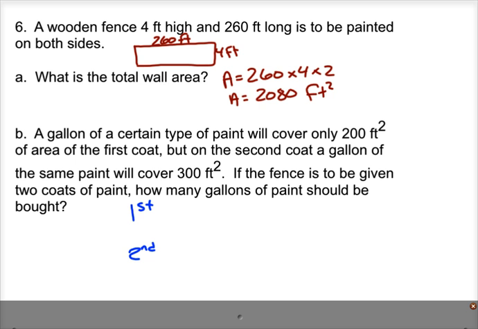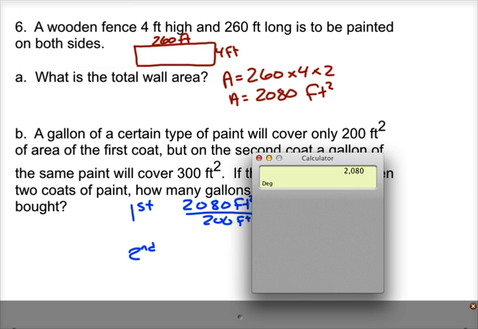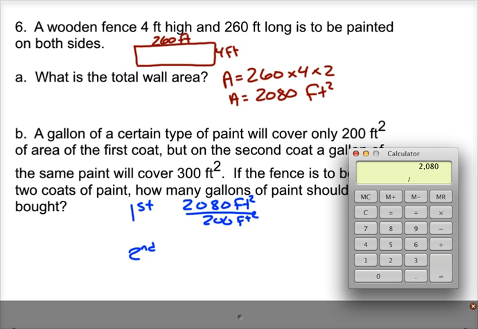Well, I know that the area is 2,080 square feet. And I know that each gallon only covers 200 square feet. So if I divide by 200 square feet, I should figure out how many gallons of paint I would need. So back to my calculator, we'll make it a simple one. So if I take how many square feet I have and I divide it by 200, I get that I need 10.4 gallons of paint.